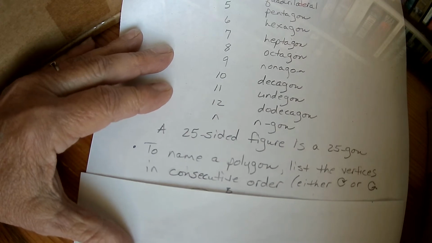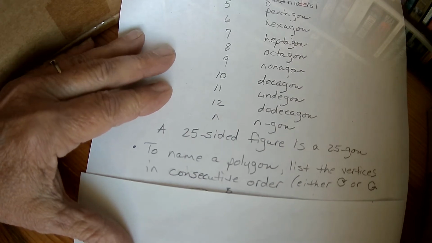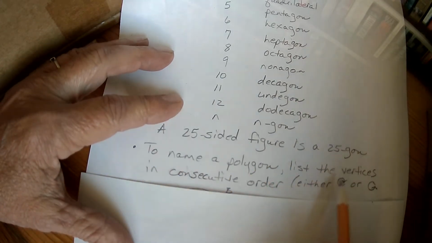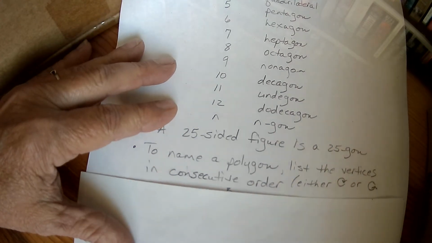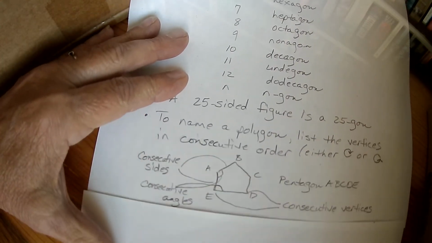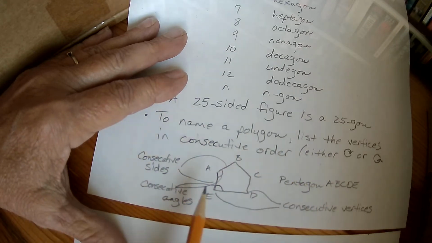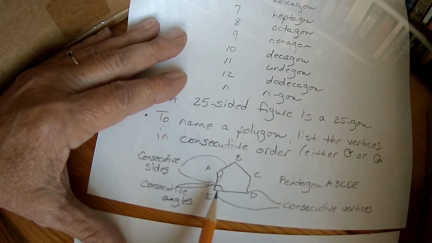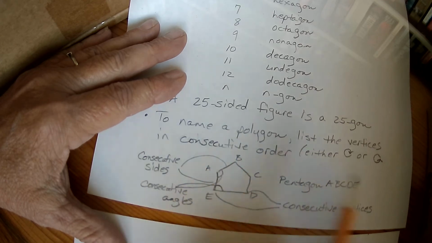To name a polygon, you list the vertices in consecutive order, either clockwise or counterclockwise, it doesn't matter, it just needs to be in order. So let's look at this polygon. This is a pentagon because it has 5 sides. And I can name this A, B, C, D, E. I could name it D, C, B, A, E. As long as the letters are consecutive, meaning one right after the other.